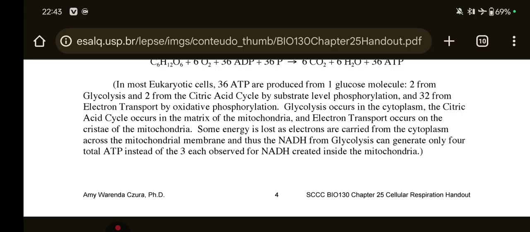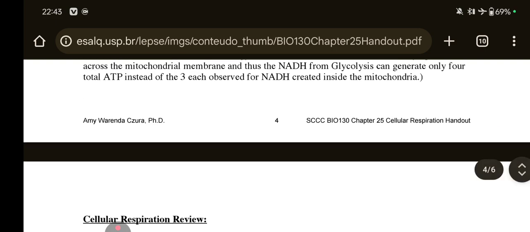Glycolysis occurs in the cytoplasm, the citric acid cycle occurs in the matrix of mitochondria, and electron transport occurs on the crests of mitochondria. Some energy is lost as electrons are carried from the cytoplasm across the mitochondrial membrane, and thus the NADH from glycolysis can generate only 4 total ATP instead of the 3 each observed for NADH created inside the mitochondria.